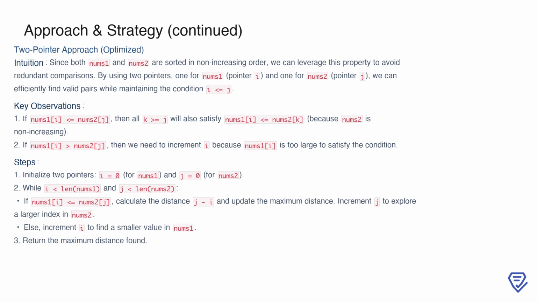As we iterate, if the condition nums1[i] <= nums2[j] holds, we calculate the distance j - i and update the maximum distance. Then, we increment j to explore larger indices in nums2. If the condition doesn't hold, we increment i to try a smaller value in nums1. This systematic approach ensures that we explore valid pairs efficiently.